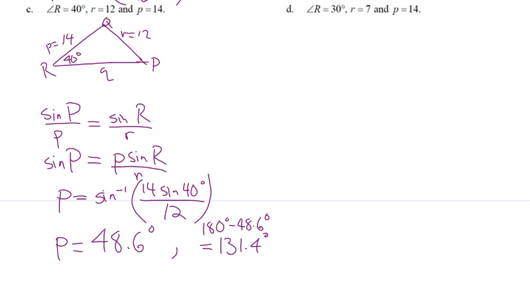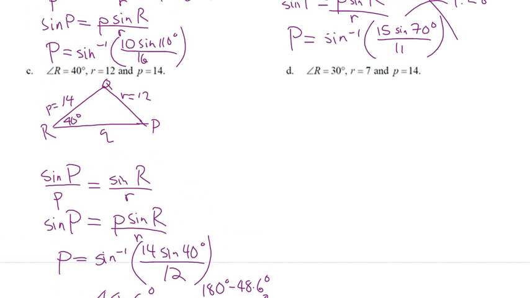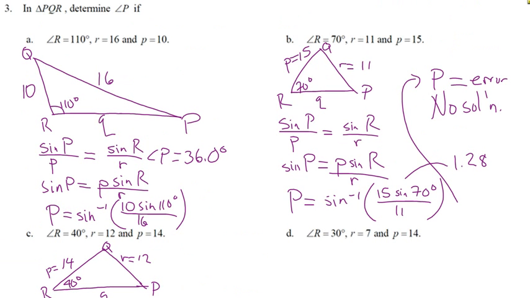We said this. I don't understand. Wait, for 3A. Okay. Since angle R was 110 degrees, you cannot have two angles over 100 degrees, right? So when this angle came out as 36, the other angle would be 144. You can't have a 110 degree angle and a 144 degree angle in the same triangle. Since that's greater than 90, we know this has to be less than 90, right? We also know that since side P is smaller than r, then angle P has to be smaller than angle R. Therefore, there's only one angle that it can be. We don't need to look for the second angle.